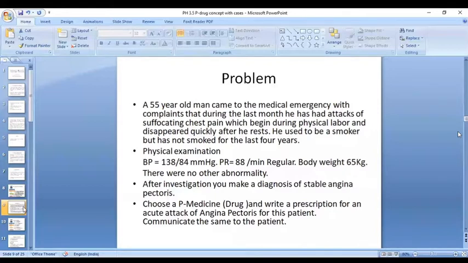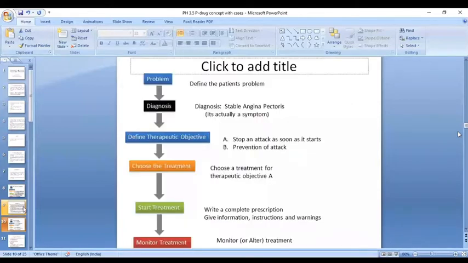The first one is choosing the P treatment or the P drug that we would be focusing on in this exercise, and then how to write a prescription and how to communicate, which we have already done, but we'll be briefly touching upon it. Now, as I said, we know the problem. The patient problem is that the patient is having chest pains, right? Frequent chest pains in the last 1 month, right? So the diagnosis which we have arrived at is stable angina pectoris, right? So this is our diagnosis.